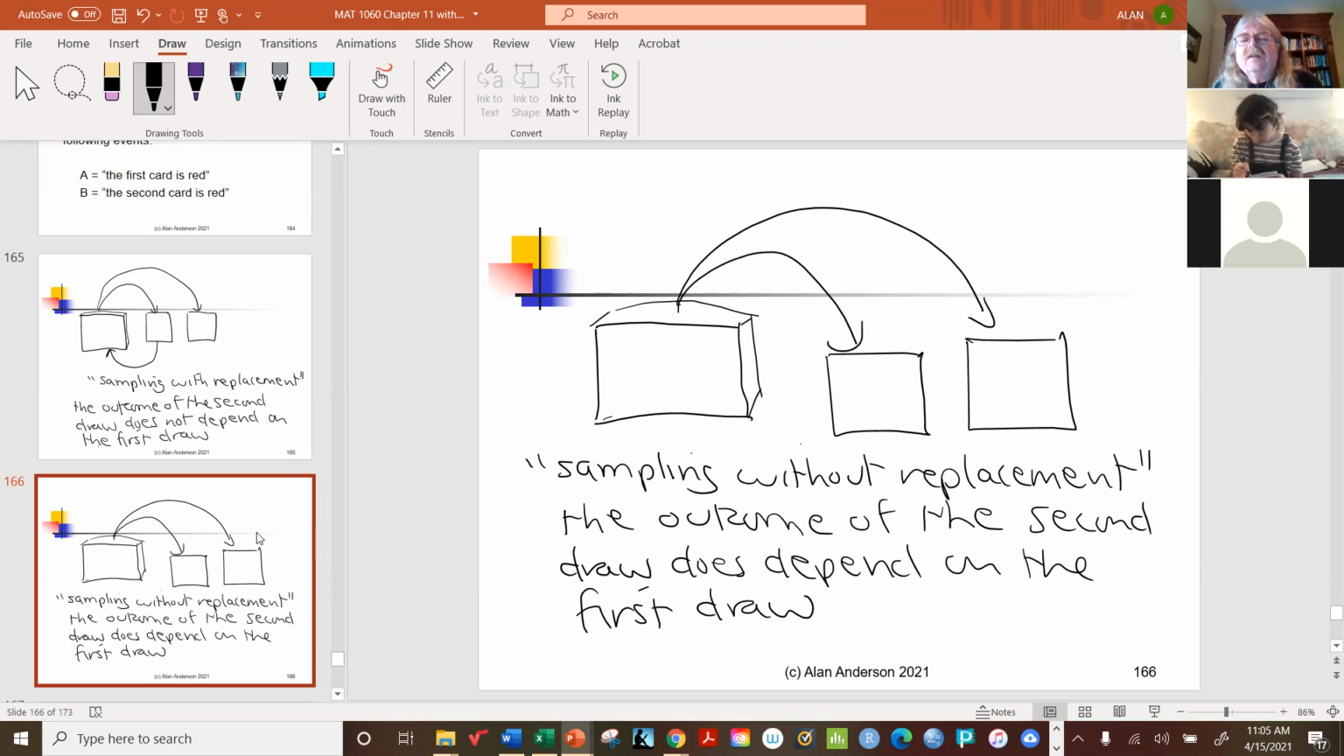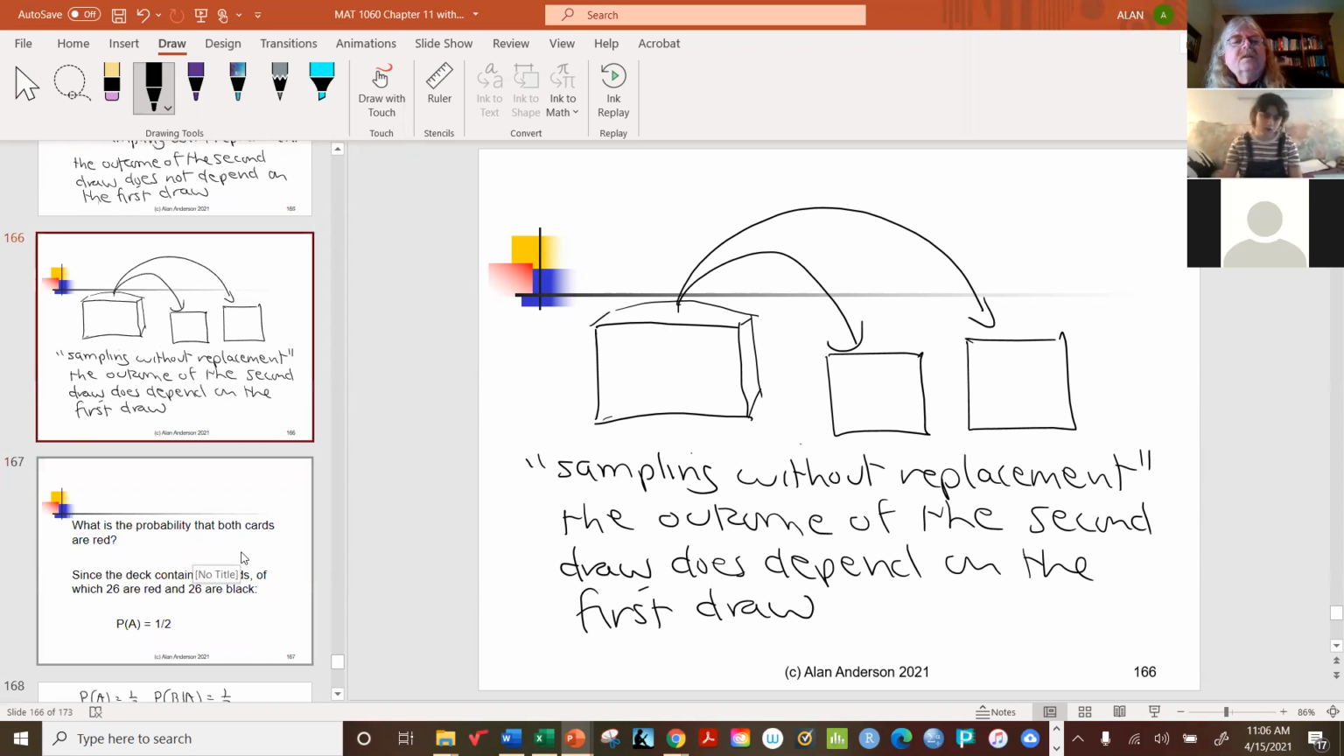So this is very different than a roulette wheel, let's say. With a roulette wheel, every spin is independent of all the other spins. But here, if I'm picking the cards one at a time without putting them back, then the outcome of the second card depends on the first card, and they're no longer independent of each other.